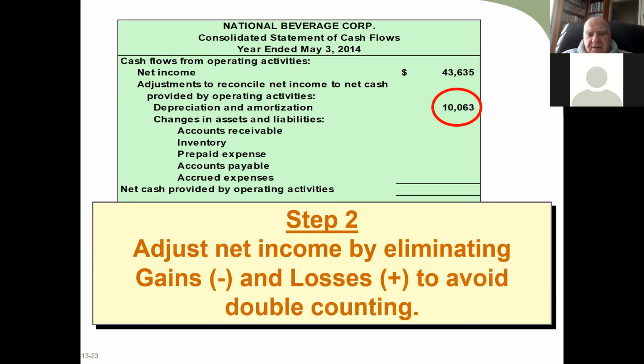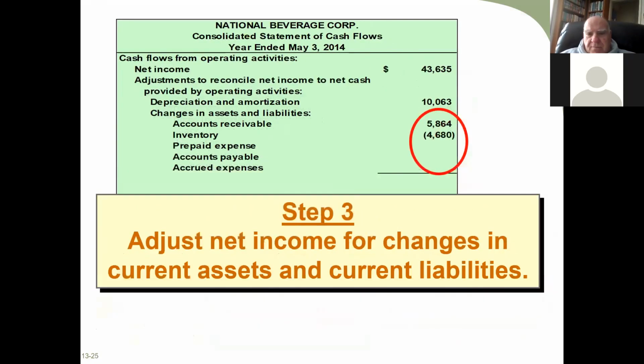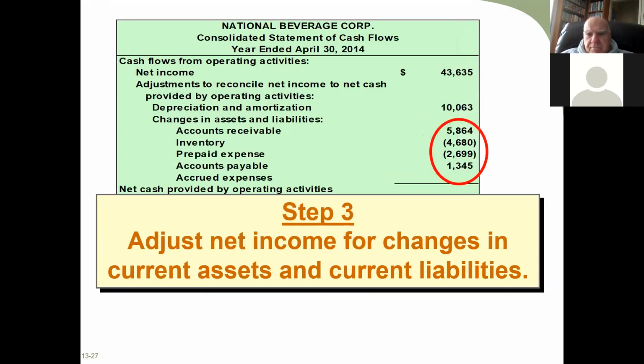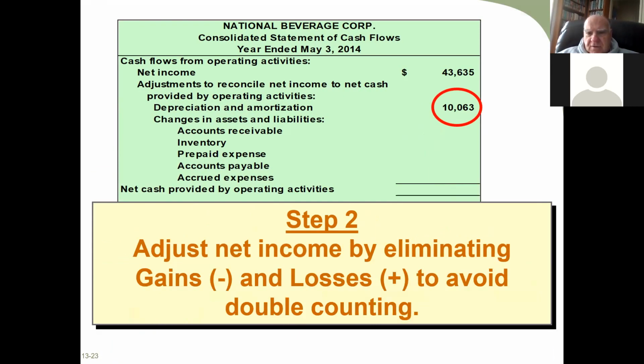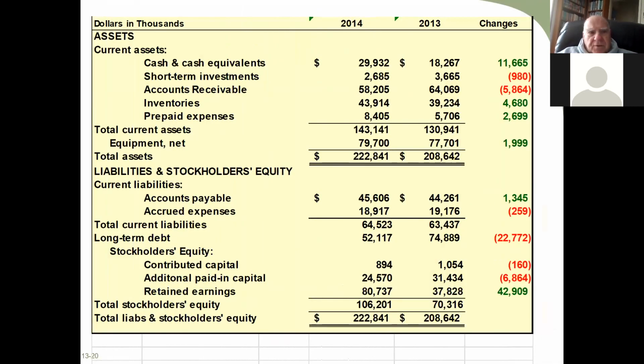Now, the next thing is adjust net income by eliminating the gains and losses. And we're going to look at the balance sheet. Now, I do not like these slides. I don't like these slides at all. And I'm going to show you why. Oh, here we go. Okay. Here is the change in income. It went up 11,665. Look at accounts receivable, in inventories, and prepaid expenses.